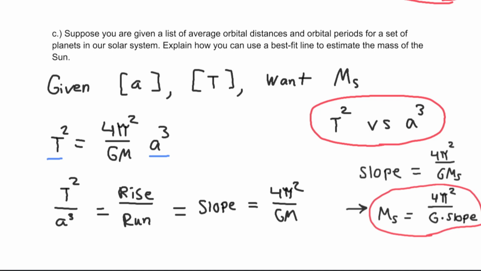You will get a different slope expression, again, if you graphed something different. It just has to be something that can be equivalent to T squared versus A cubed. As long as you're dividing the variables, getting them all on one side, you can square root, do whatever you want. You just have to be able to manipulate the slope expression to solve.